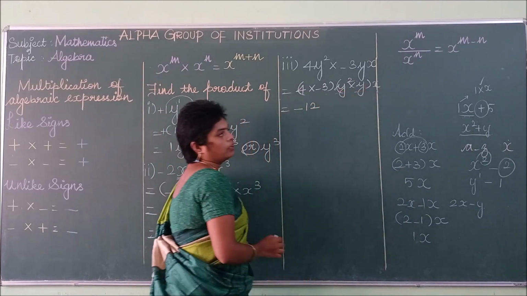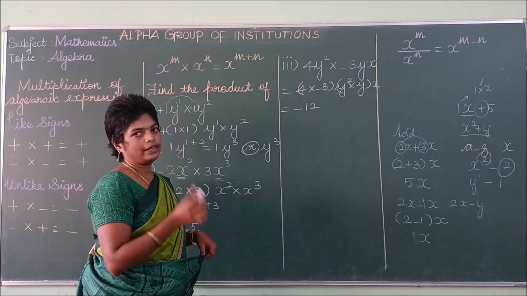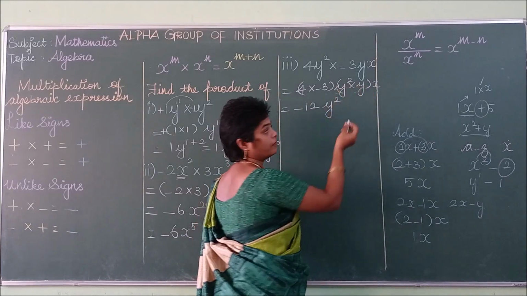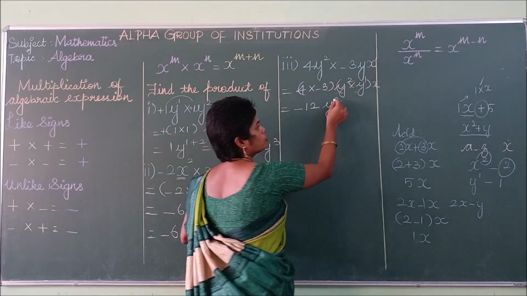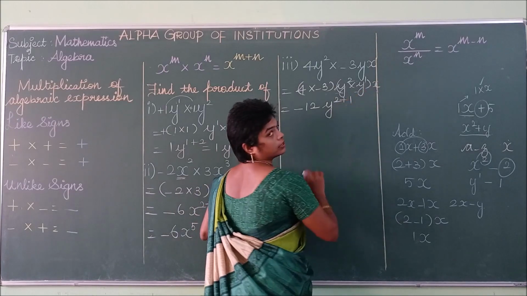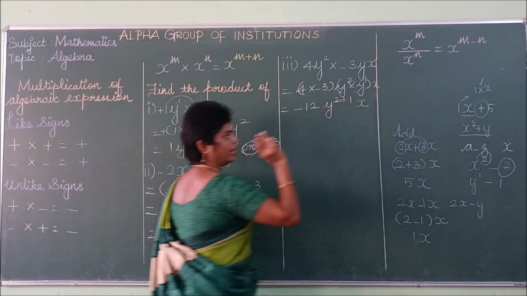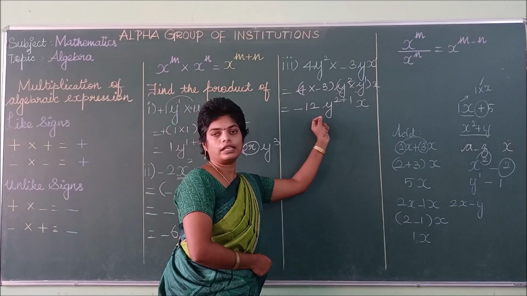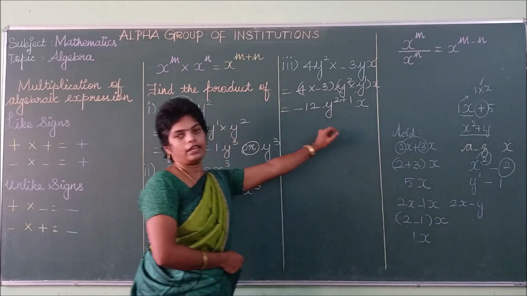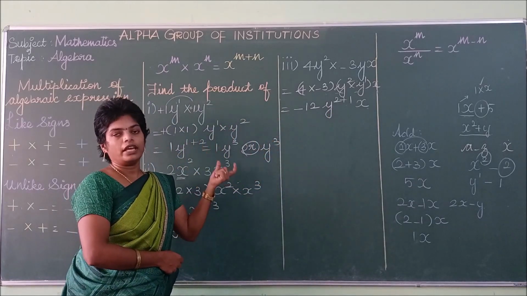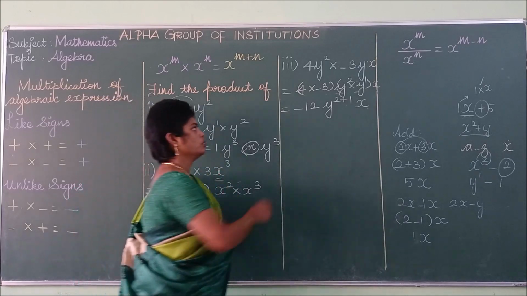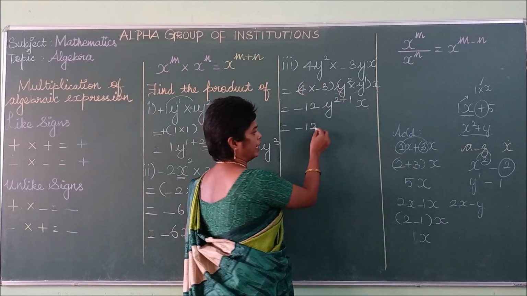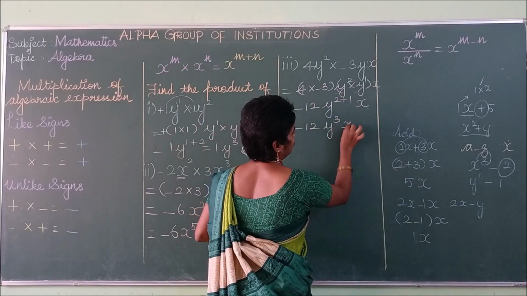Then check the bases. Both are y, so you can add the powers. What are the powers given here? y squared, and here nothing is given, so you can take that as 1. So 2 plus 1, and here there is simply x, so you can write that x as it is. You should not combine this x with this y, because y is one variable and x is another variable. For the same variable you can add the powers. So minus 12, adding the powers, we get y power 3 into x.